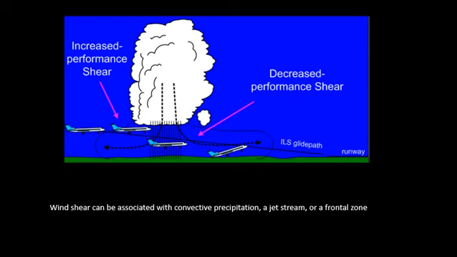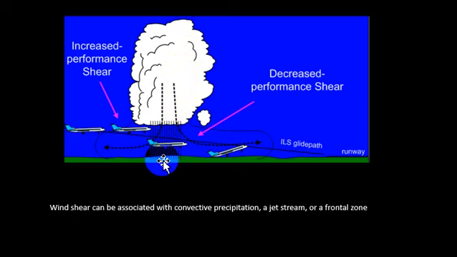Now, wind shear can be associated with convective precipitation, a jet stream, or a frontal zone. For our purposes right now, at this stage, we're going to keep it more on the convective precipitation and the jet stream side of things. We'll talk about frontal zones later, because we're going to go into fronts at a later date.